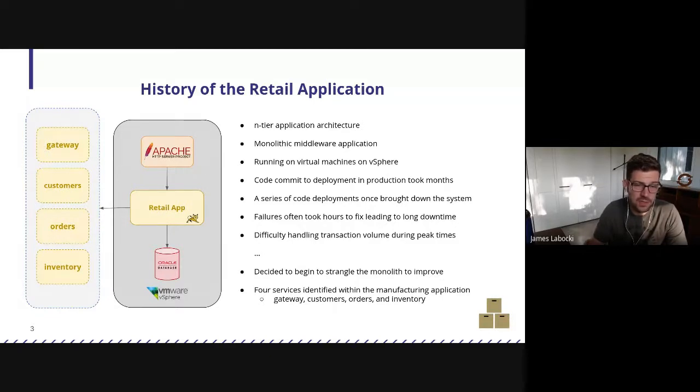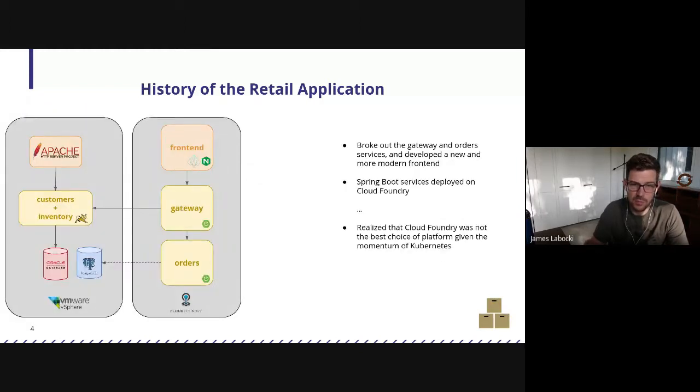Because of this, a few years ago, we decided to actually start strangling this monolith to see if we can improve it and modernize it. We identified 4 key services in the app. There's a gateway service, a customer service, an order service, and an inventory service. So as we started to take this modernization journey, to show you where we are today, we decided that we would deploy some of these services and carve them out of the monolith. And we developed a more modern front end, and we did all this using Spring Boot on Cloud Foundry.